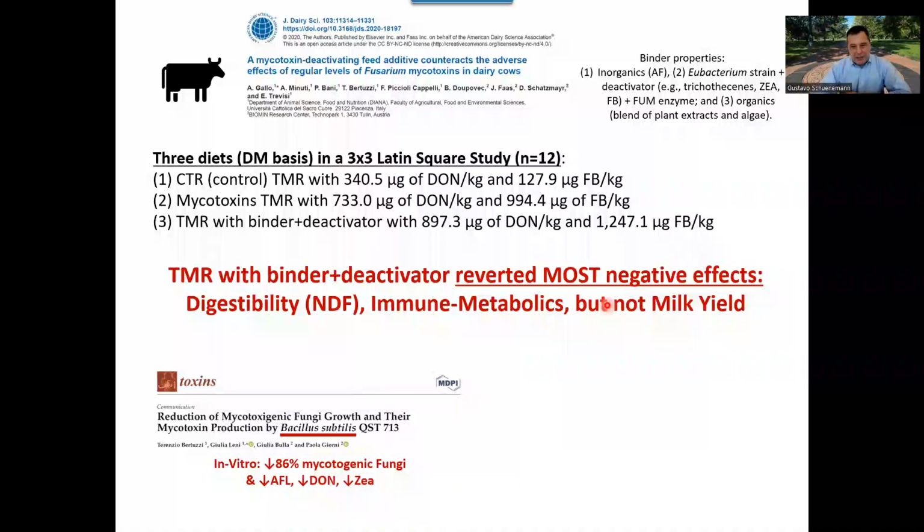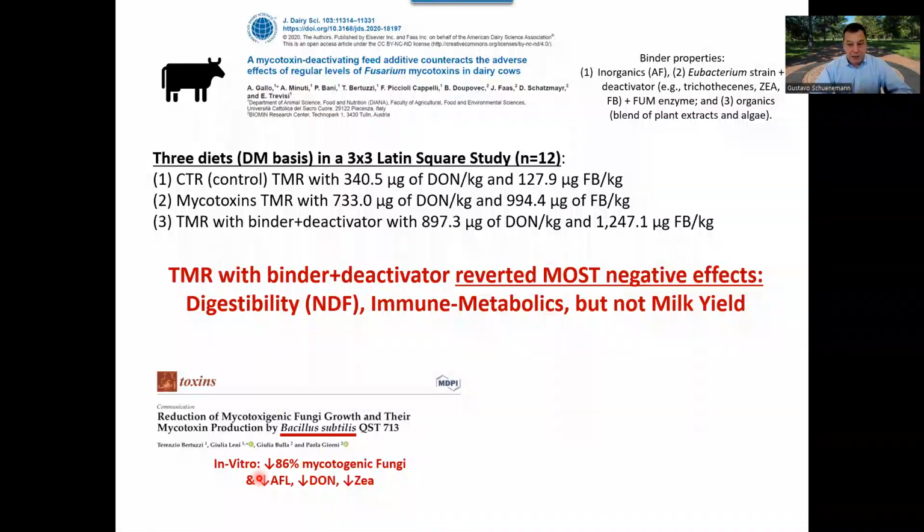Another thing that I really want to mention, because when we see what is available when it comes to these feed additives or binders that are commercially available for cows, this is one, because there are some others that use bacteria, Bacillus subtilis, and in vitro have shown that they reduce the number of the fungi.